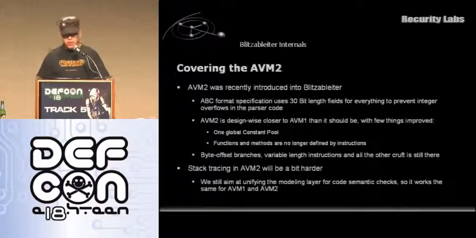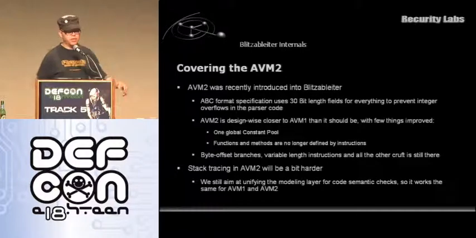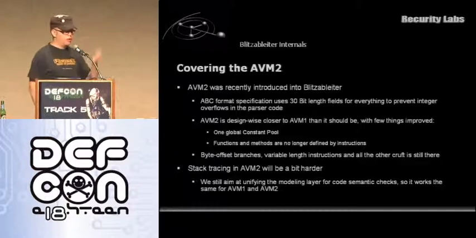So we recently introduced AVM2 into Blitzableiter, so both AVMs are now covered. There's an interesting bit about the AVM2 specification, the ABC file format, that I said they put the complete file format into the file format. So there's an interesting thing here. There was apparently one one-eyed guy between all the blind.